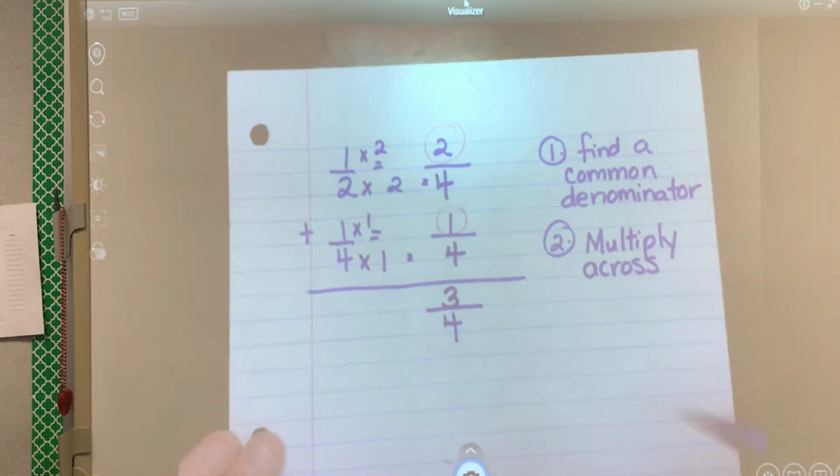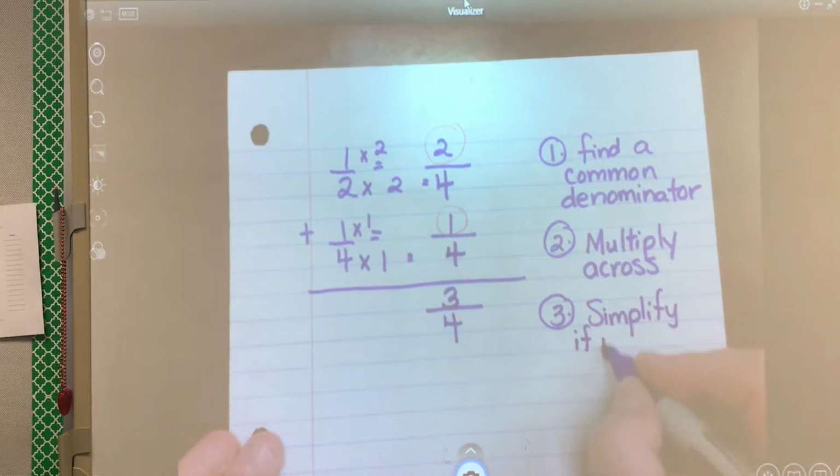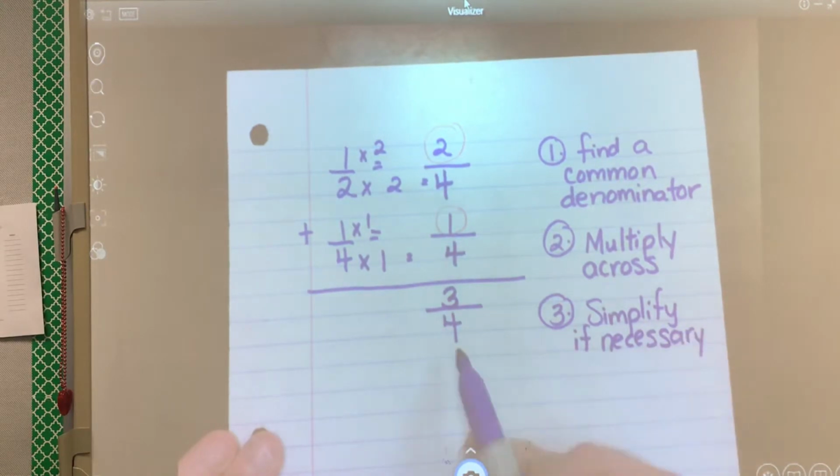Okay? My third step was to simplify if necessary. But here I don't have to, because I don't have any number that goes equally into 3 and into 4. So I'm done with this one. Also, if this number is right next door to this one, like 5 and 6, 7 and 8, you'll never have to reduce. Okay? All right, so let's try another one.